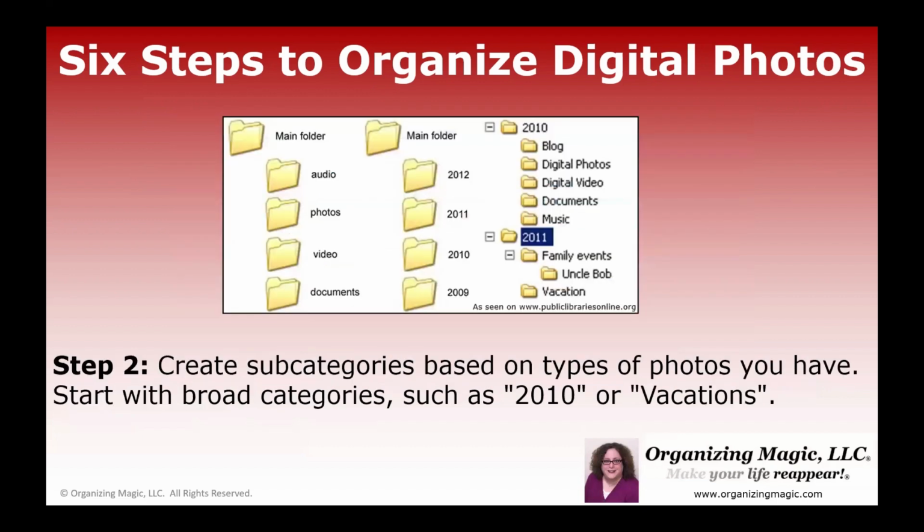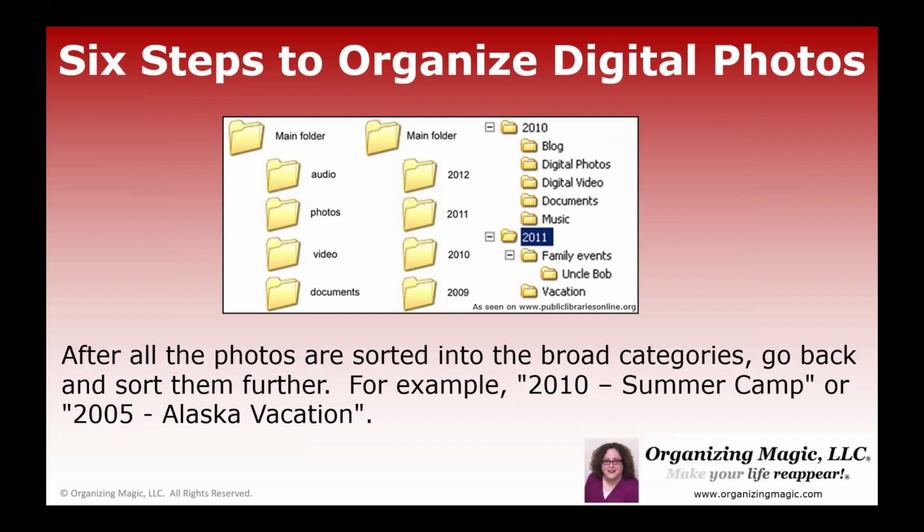But wait, there's more. Step 2, we're going to create subcategories based on the types of photos you have. Now, you don't have to get into the nitty-gritty right away. Start with a broad category like 2010 or summer vacations. And after you've sorted all the photos into these broad categories, you can go back and sort them further. So, for example, within the 2010 folder, there could be a folder called Summer Camp. Or within the 2005 folder, there could be Alaska Vacation.